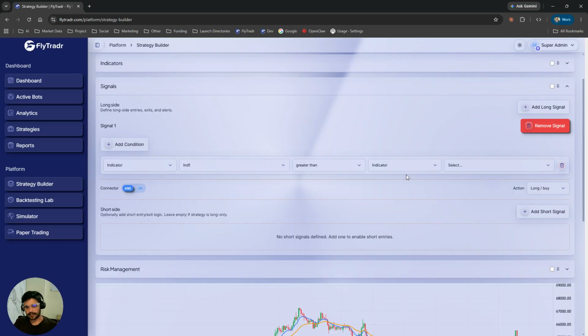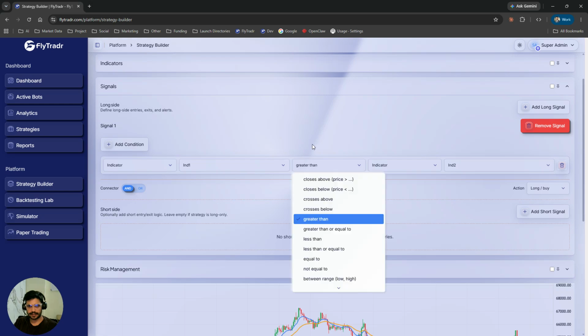Then second, again, I'll leave it as indicator, and I will pick indicator 2, which is EMA 25. Now we have both indicators. Now how do we compare these for this particular strategy? I will choose crosses above.